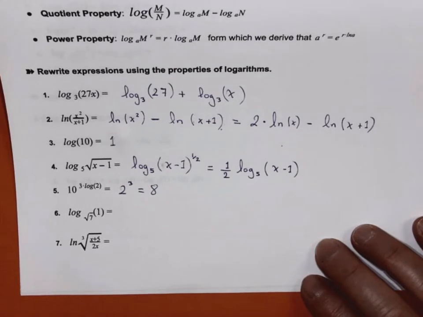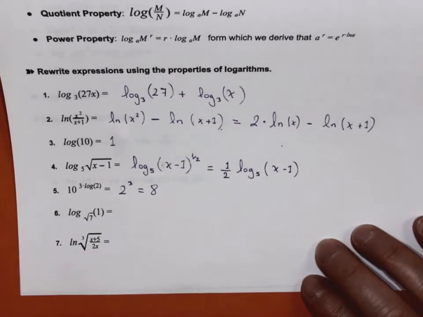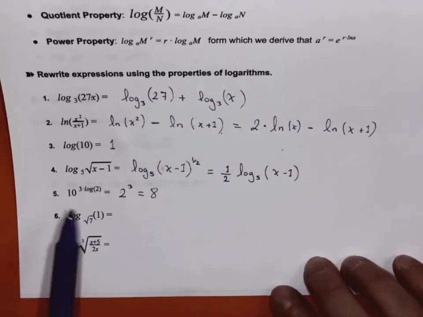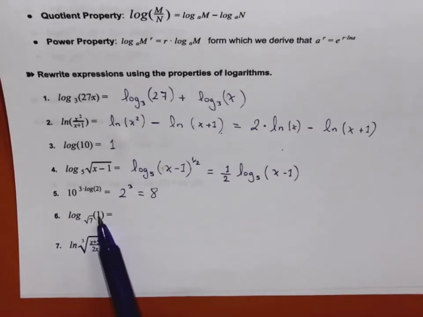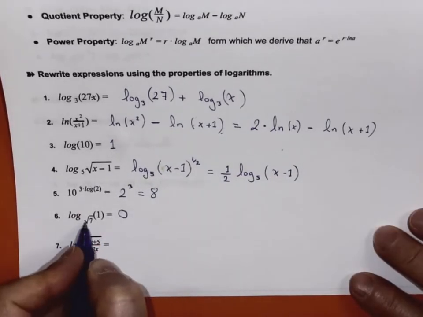So a log base square root of 7 of 1. Oh, but that's kind of cool, isn't it? Because what is the question this is asking you? The base of the log to what power gives you a 1? What is the number that makes anything go to 1 when you raise it to it? And that would be 0, right? So the square root of 7 to the 0 power is indeed equal to 1.